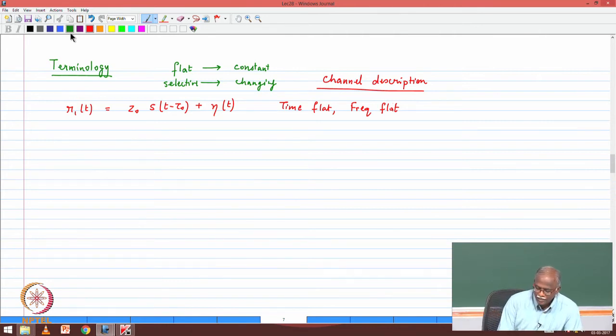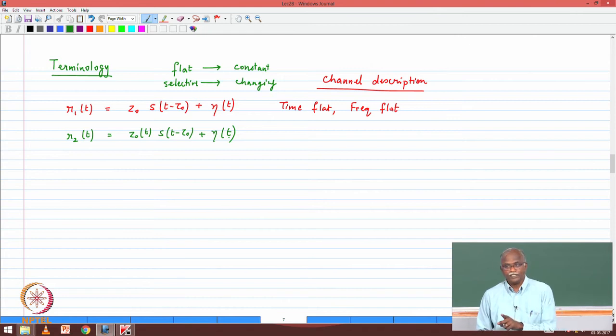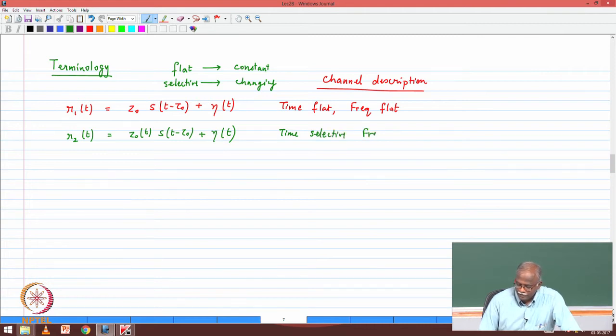we are introducing. Okay. Second, R2 of t is z naught of t s of t minus tau naught plus eta of t. Time selective, frequency flat. Time selective, frequency flat. Okay. I'll just write one more to complete this.